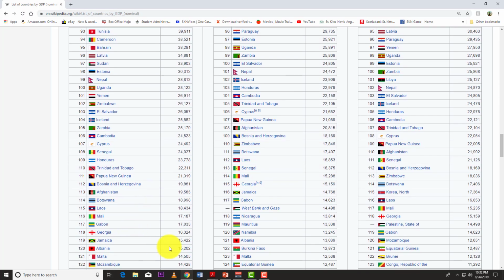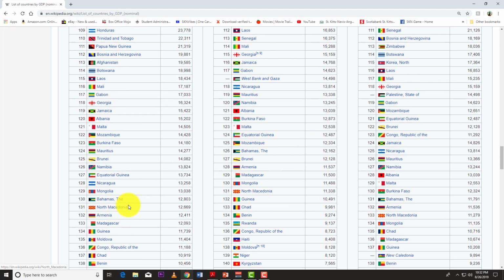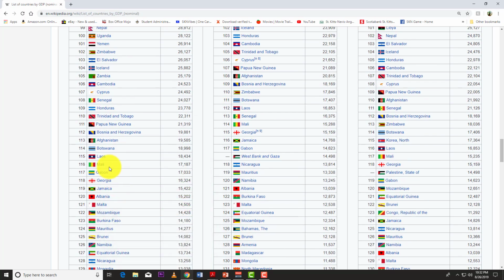You come down, then you have Jamaica. Then you come down, Bahamas. But we're not going to dive too deep into that. I simply brought this to your attention to show you what GDP is and economic growth.